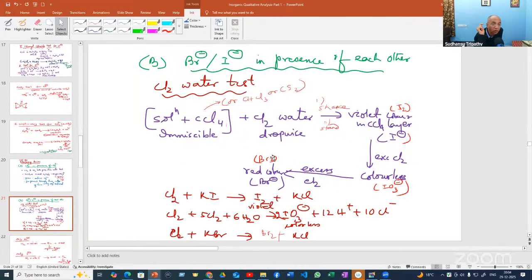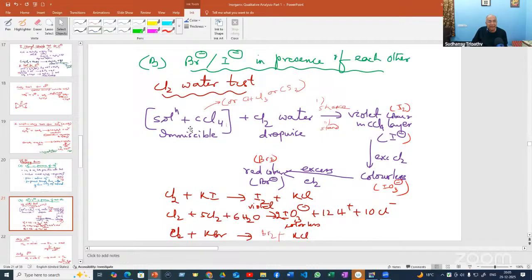Now I was talking about the chlorine water test, which is there in your book. The chlorine water test is used to test both bromide and iodide together in presence of each other. But in your book, it is given separately because the entire creation of that course, the NCERT course, is for one salt, so it's not given together. Bromide is given separately from iodide, but we will be studying them together. The equations will be the same.